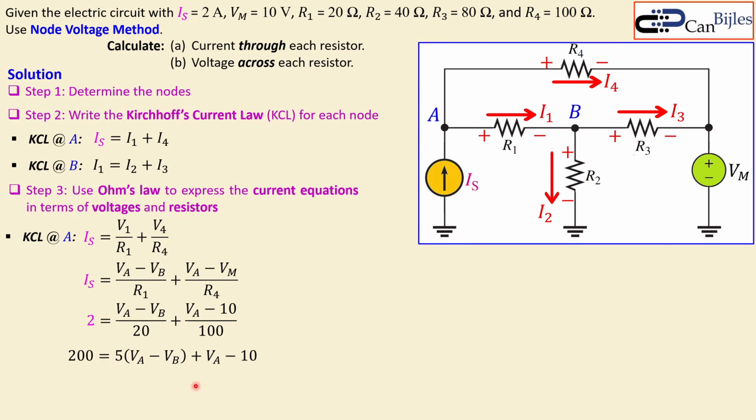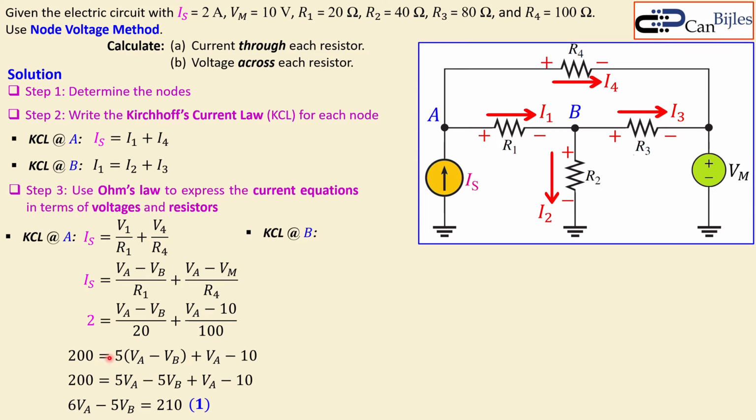So now work out these parentheses, collect the variables together and also the constants. I get 5 times VA minus 5 times VB, and also another VA here and minus 10. In total I get 6 times VA minus 5 times VB, and the minus 10 goes to the left side, will be then 210. And I then flip the equation. I get 6 times VA minus 5 times VB is equal to 210. And that is equation number 1 for this node.